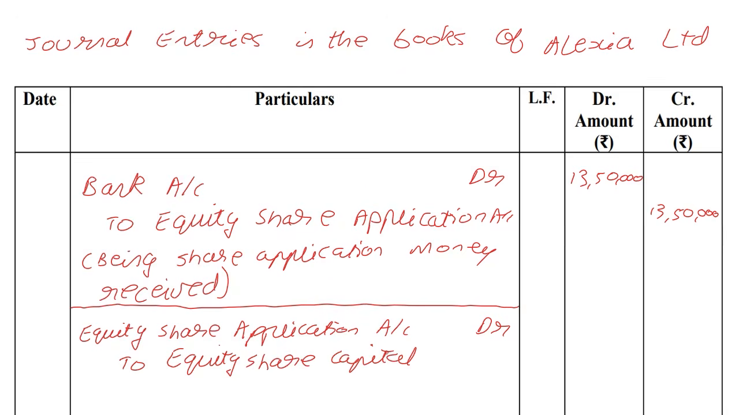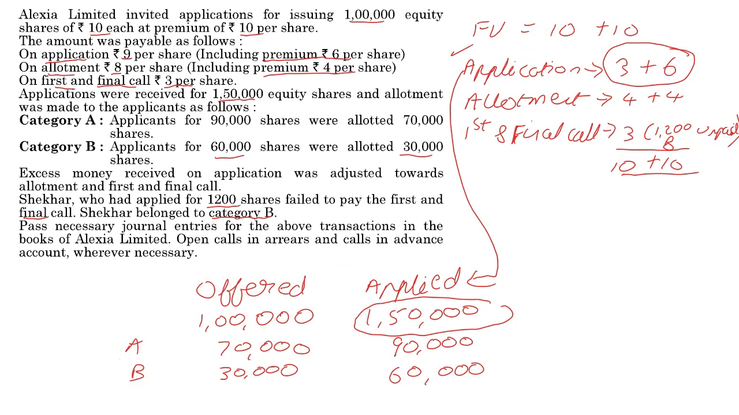But there was extra money received, and they've told us it will be adjusted against future calls. So the amount that can go to allotment, we can credit allotment. But before that, keep in mind we issued shares at a premium, and some of that premium has been received at the time of application.